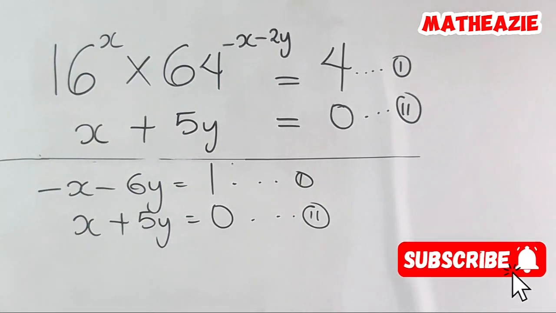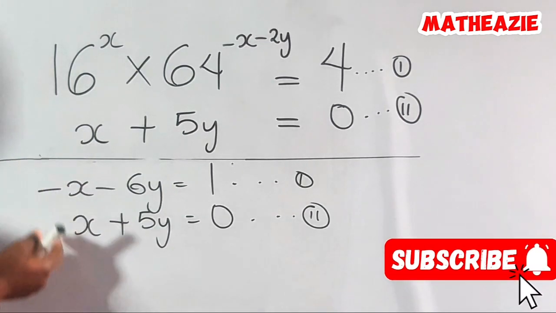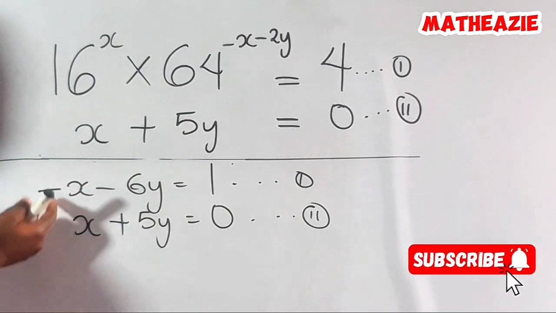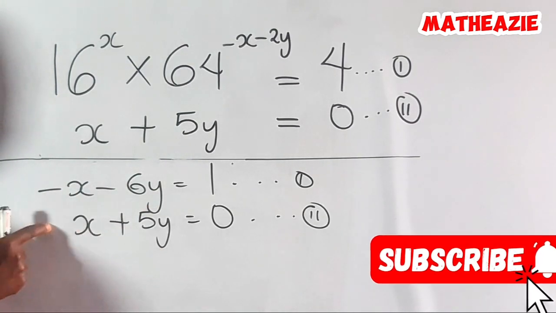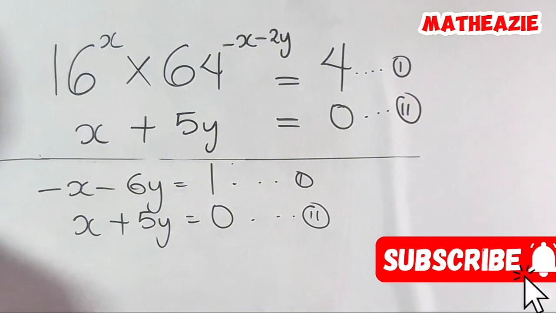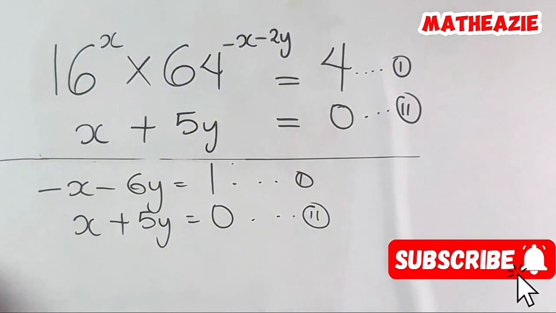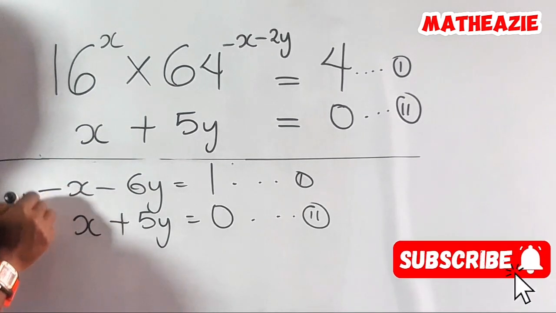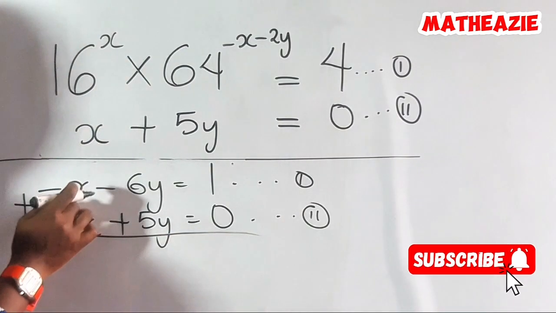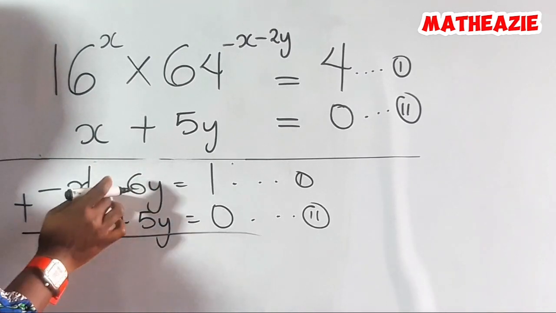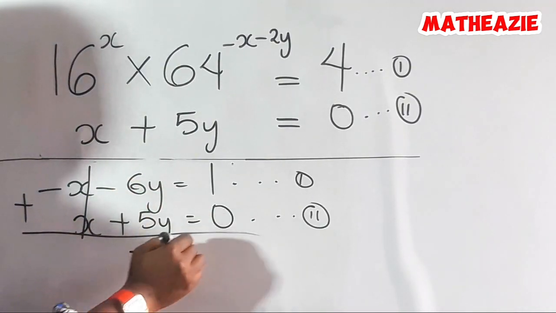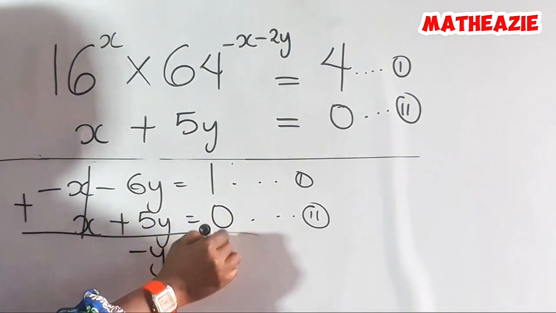Now, I want to eliminate this variable x. They are carrying different signs. The second equation has a positive x and this first equation has a negative x. So what I'm going to do is to add both equations. If I do that, I have minus x plus x will cancel out. Minus 6y plus 5y will give me minus y equals 1 plus 0, which will give me 1.